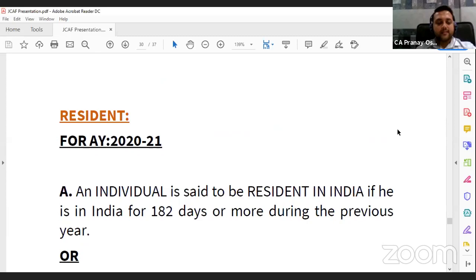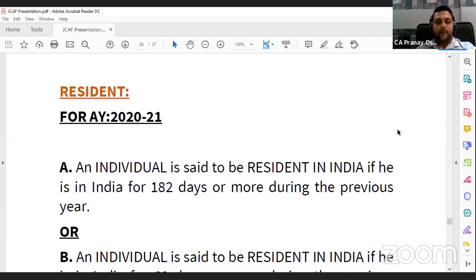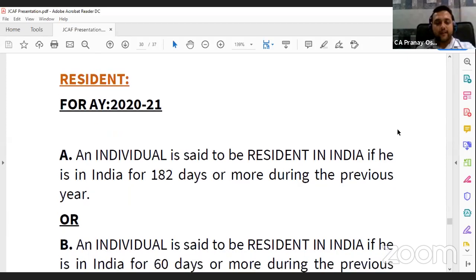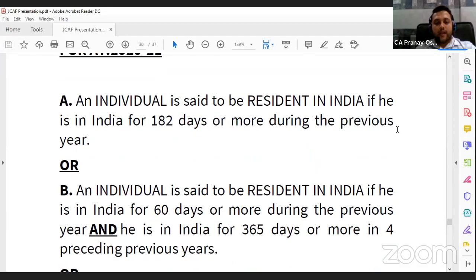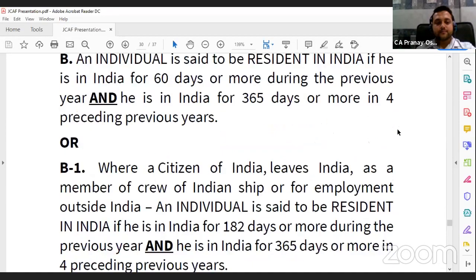So basically, this is the residential test of an individual resident for AY 2021. An individual is said to be resident. I have also prepared a brief flowchart at the end of the presentation for better understanding. We will just read out this once and go to the flowchart. An individual is said to be resident in India if he is in India for 182 days or more during the previous year. An individual is said to be resident in India if he is in India for 60 days or more during the previous year and he is in India for 365 days or more in 4 preceding years.